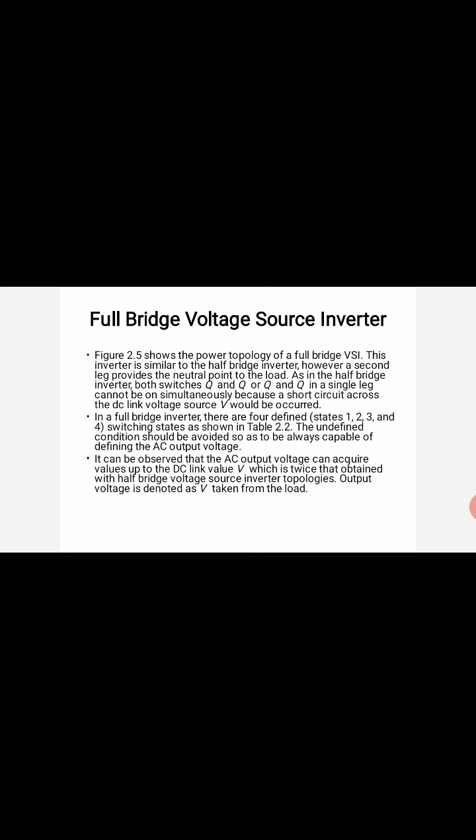Figure 2.5 here shows the power topology of a full bridge voltage source inverter. This inverter is similar to the half bridge inverter, other than that a second leg provides the neutral point to the load. As in the half bridge inverter, both switches Q1 and Q4 or Q2 and Q3 in a single leg cannot be on simultaneously because a short circuit across DC link voltage source V would occur.